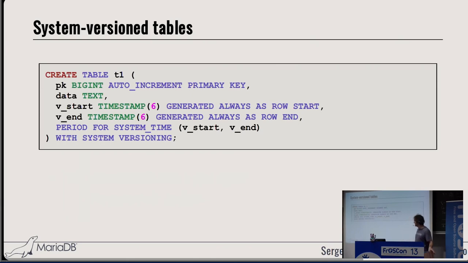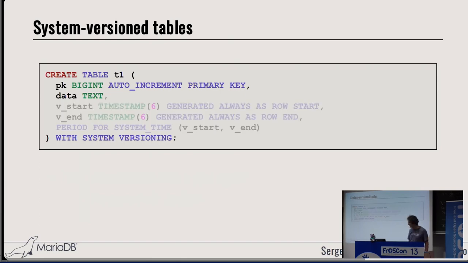And we in MariaDB thought that it's a little bit too long, too much typing. And second, if you do select star, you maybe don't want to see these system columns. You just want to see your data by system version. So we implemented an extension of the standard, which allows you to omit all this, and you just write with system versioning, and you get system versioned tables.